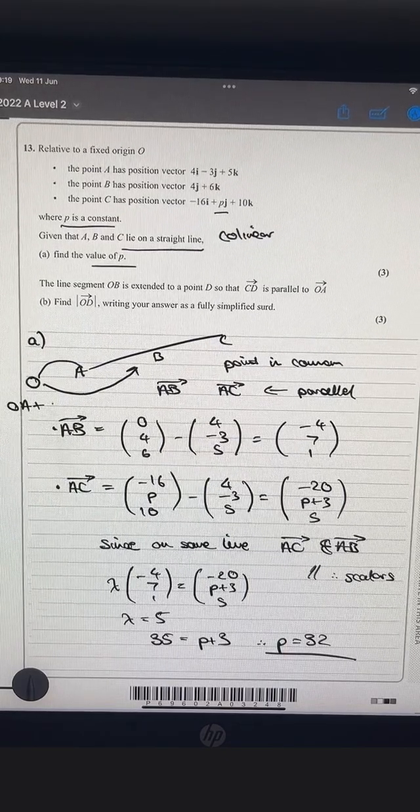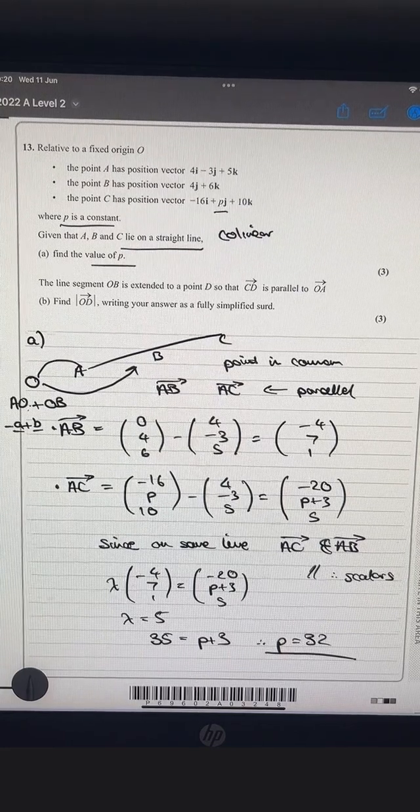Sorry, not OA. It's very important I put this the right way around. AO, right? AO is negative of that. So that's like minus A plus B. Well, that's just B minus A. That's why I do B minus A for that. That's like the reasoning for that.